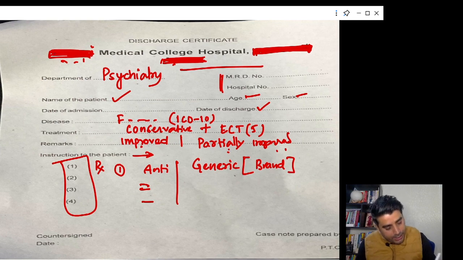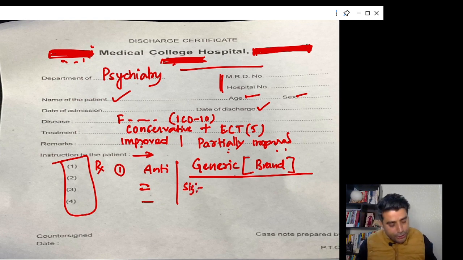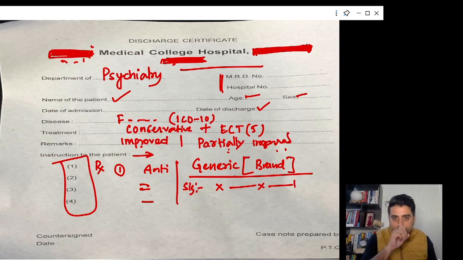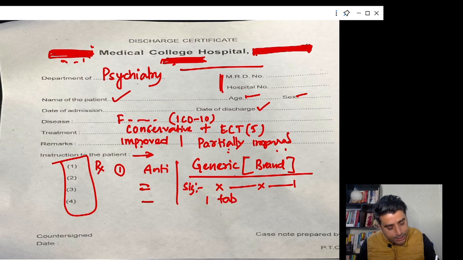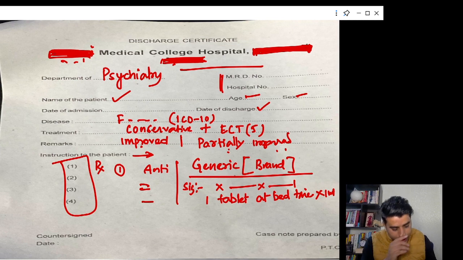Okay, then you need to order the medication, then you need to write how to use the medication. Like you can use a cross 1 if it is at night time only, or else you can write 1 tab. 1 tab means 1 tablet. It is better to write 1 tablet at bedtime. At bedtime for how many days? At bedtime for 1 month or 1 week, whatever they have advised, you need to write.